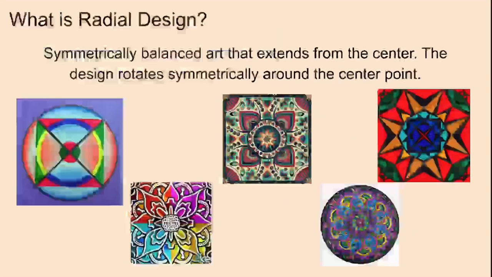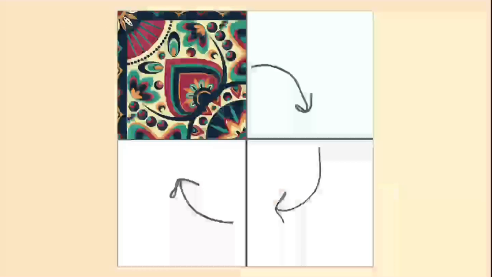What is radial design? Radial design is symmetrically balanced art that extends from the center. So it is a design that rotates symmetrically around a center point. So you can see in this picture, something will be drawn in one corner, which will be repeated and go around the center into the next corner, and then into the next corner, and then into the next corner. And when you are in person with me, we are going to talk about this rotation and this symmetry a little bit more.